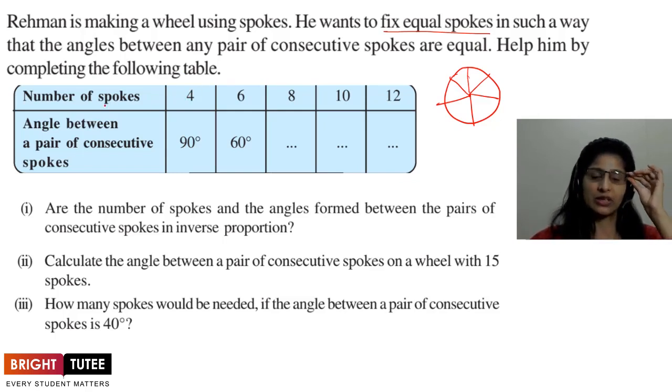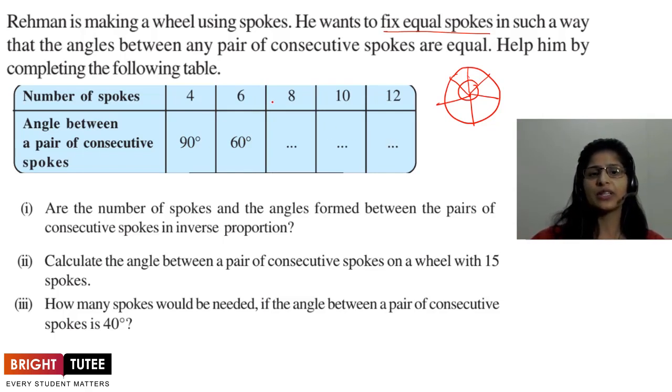The first one, number of spokes is 4. Then the angle is 90 degrees. How do we calculate? We know this complete angle is 360 degrees. Correct. Now how many are we making? The 4 spokes will be there, so it will be divided into 4 equal parts, so each part will have a 90-degree angle. Now 6 spokes, we divide 360 by 6, that is 60 degrees. So using this, now we have to find the rest.